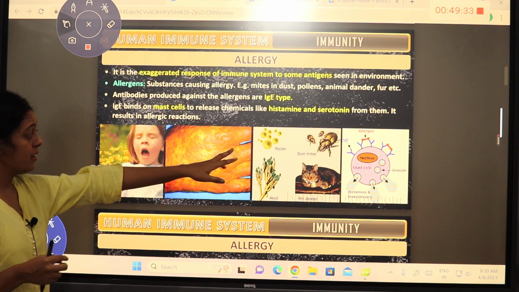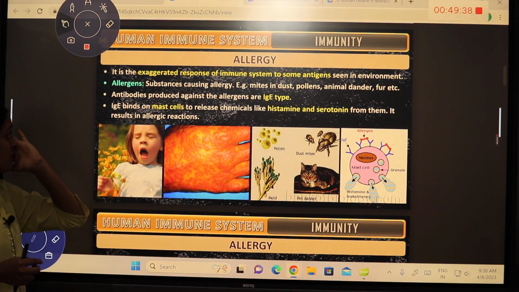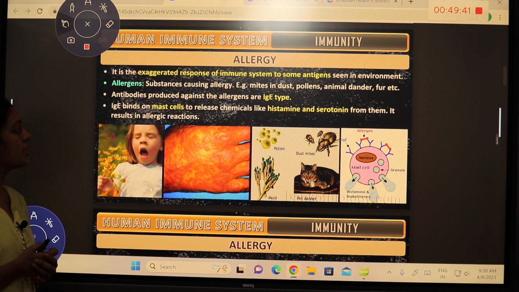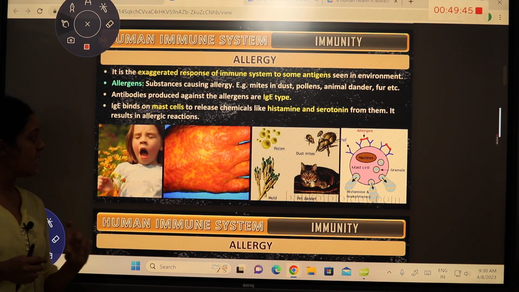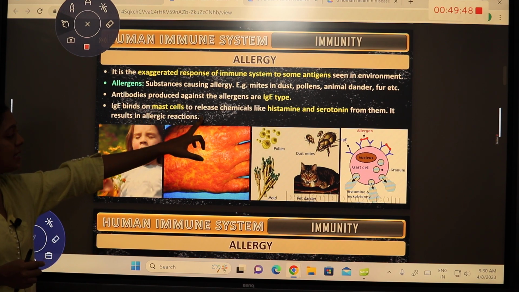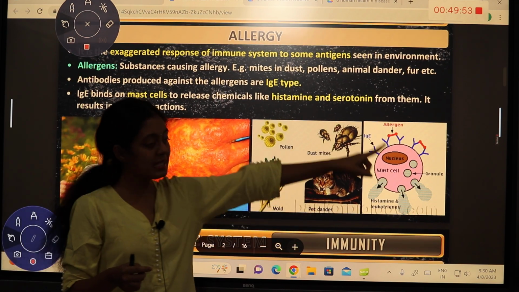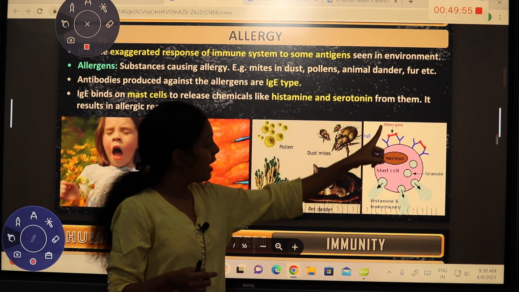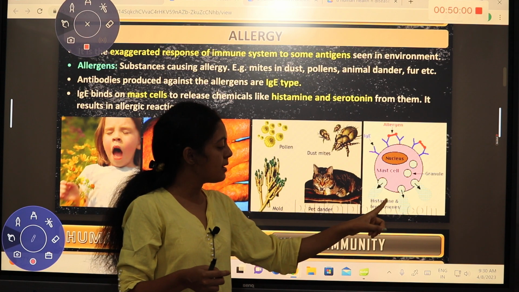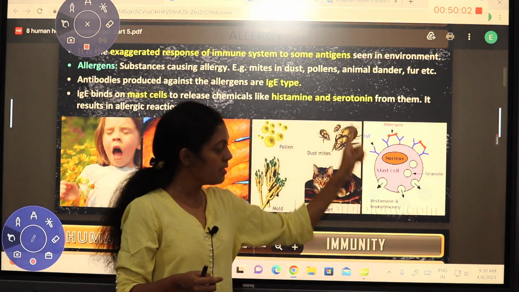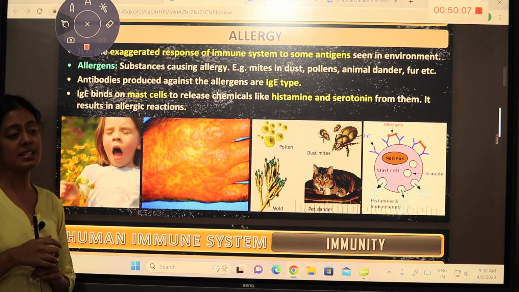Pollen, dust mite, mold can all be allergens. Allergens are substances that cause allergy. The antibody that mediates allergy is called IgE, and IgE binds to the mast cell. You can see here, I will zoom in on this picture. This is your mast cell. Your IgE is there, the allergen binds to the IgE and it causes the release of histamine and serotonin from the mast cell, and that is going to mediate your allergic responses.